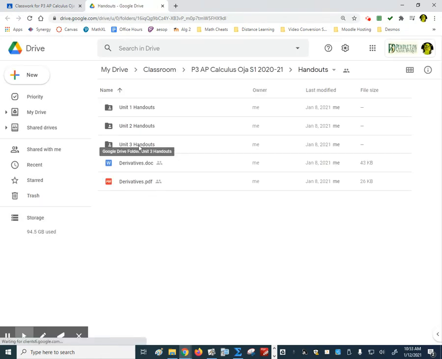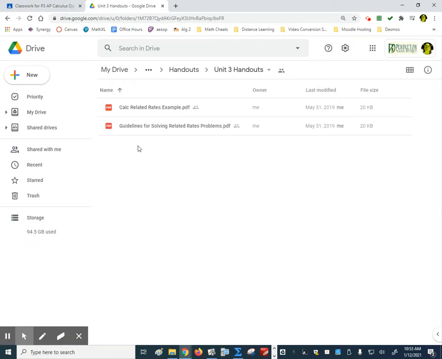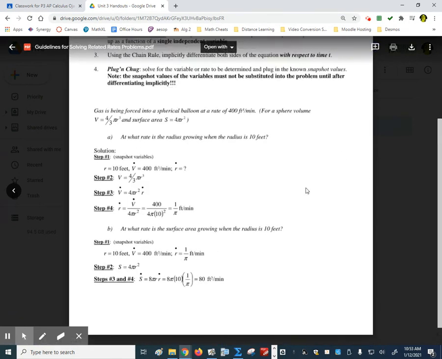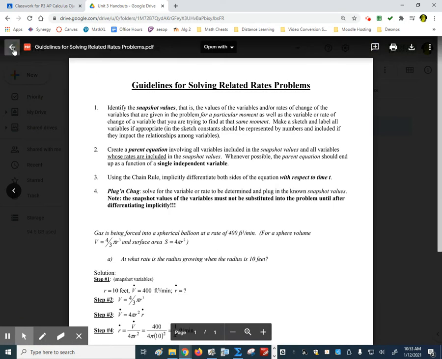What is this? Unit 3. So there they are. Guidelines for solving related rates problems. That's the one you want right there, right? Okay, so if you haven't done it yet, you might even want to just print one of those out.